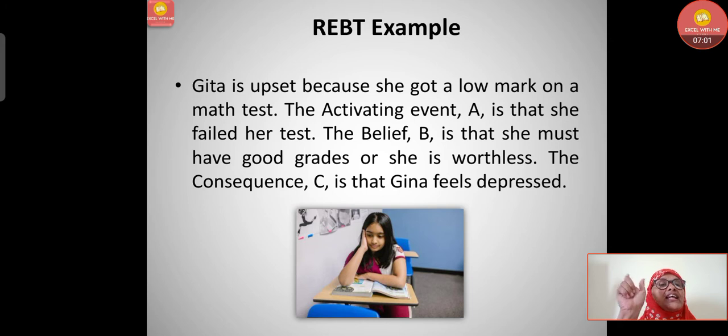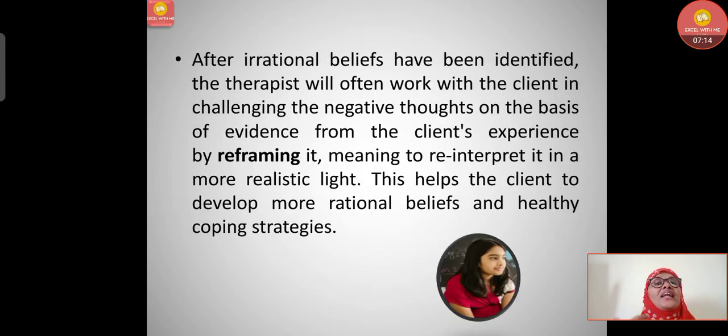That means A, activating event, she failed the test. B, she should get good grades or she will be worthless. And what is the consequence C here? She feels depressed. Then after irrational beliefs have been identified, the therapist will often work with the client in challenging the negative thoughts on the basis of evidence from the client's experience by reframing it, meaning to reinterpret it in a more realistic light. This helps the client to develop more rational beliefs and healthy coping strategies.